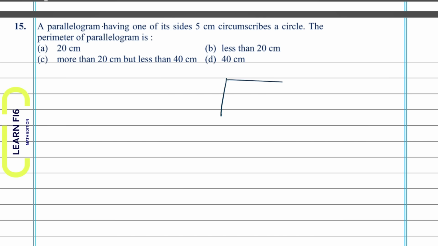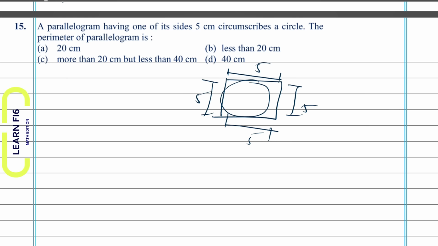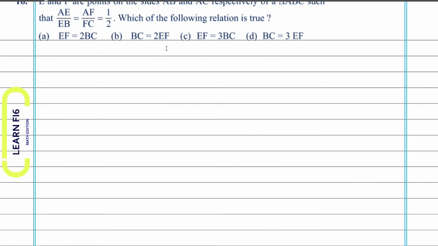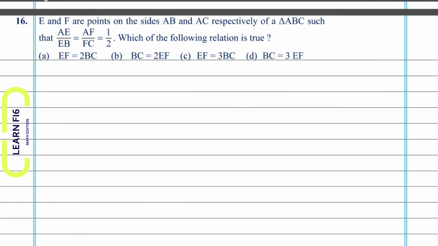Which means all the four sides of the given parallelogram are equal to each other. If one side is 5, the remaining three sides are also 5. That is the property of the rhombus. The perimeter of the parallelogram is actually 5 plus 5 plus 5 plus 5, which is 20. Let's go to question number 16.